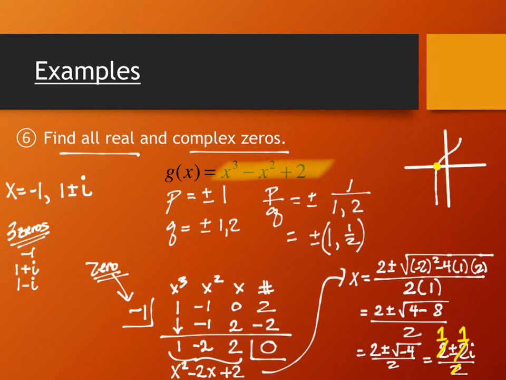I can never have more zeros than the power of my equation. What was the power? 3. So the most zeros I can have is 3. I won't always have 3. I didn't say that right. I'll always have 3, but they don't necessarily have to be unique. Like I could have the number 1 3 times. That would be a possibility, and I'd have 3 zeros that just all matched. Okay.